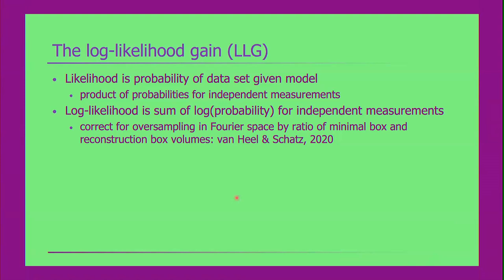Now you might be thinking the measurements aren't independent in cryo-EM because you've stuck a small molecule in a big box, and so you have an oversampling of the Fourier transform. But you can correct for that oversampling quite simply. This is a suggestion from Van Hale and Schatz in a preprint from a couple of years ago. You just multiply by the ratio of the minimal box that's required to contain your reconstruction and the total box size of your reconstruction. That corrects for the oversampling.